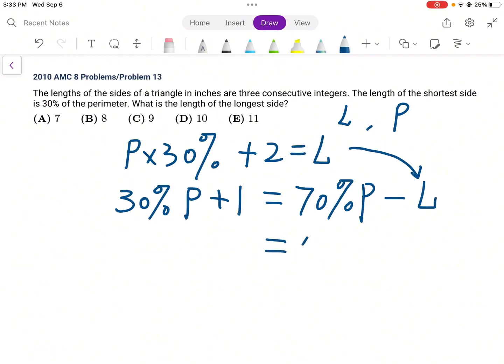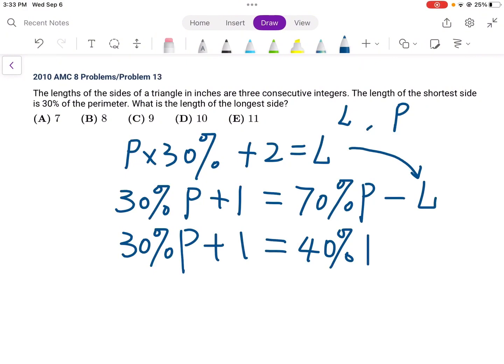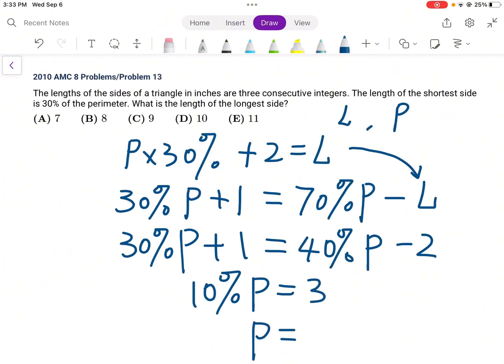this equals 40%. 30% P plus 1 equals 40% P minus 2. And that means 10% multiplied by P equals 3 and P equals 30. Therefore, the three lengths should be 9, 10, 11, and the longest side is 11. The answer is E.